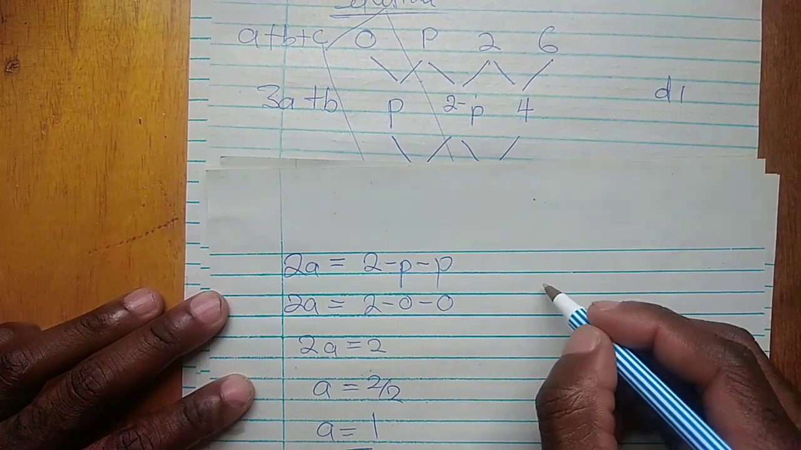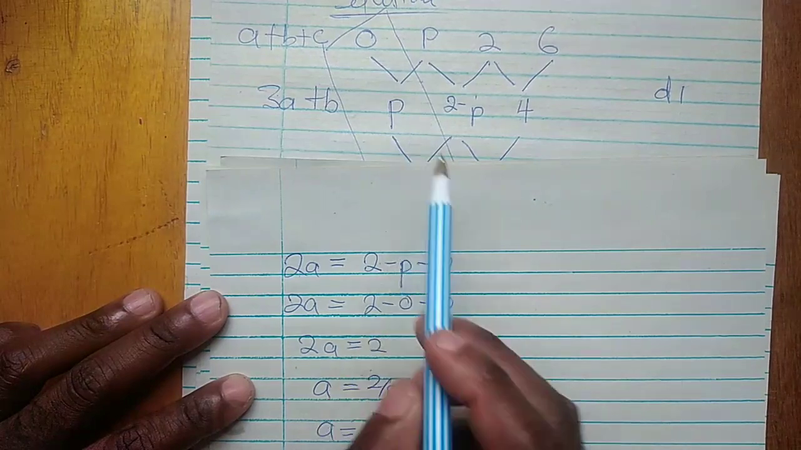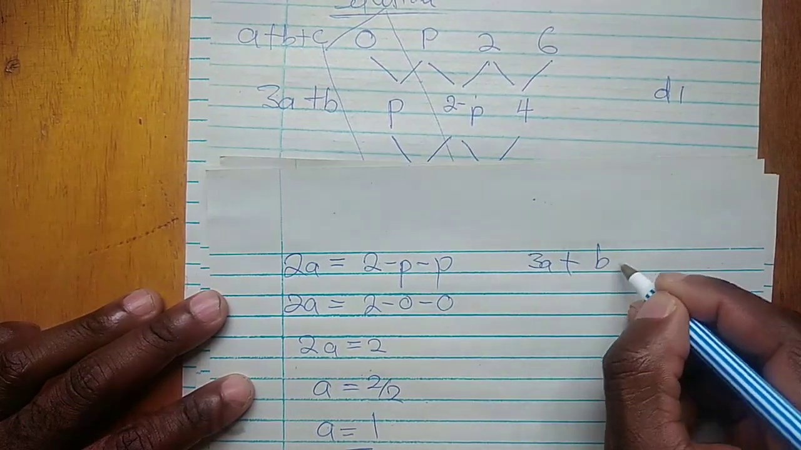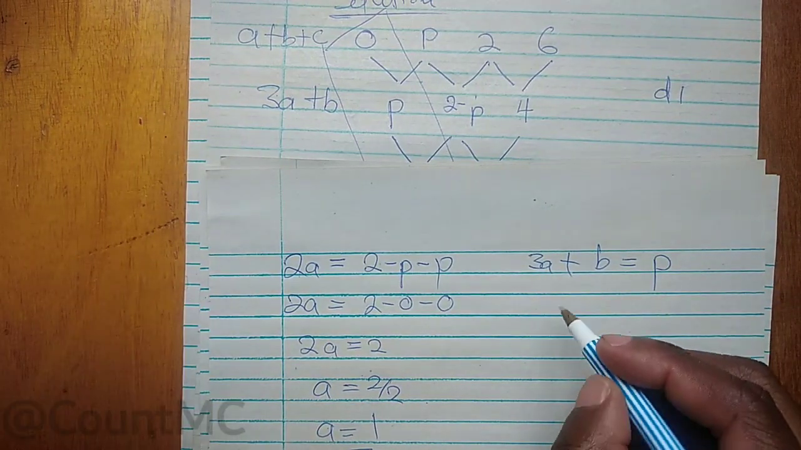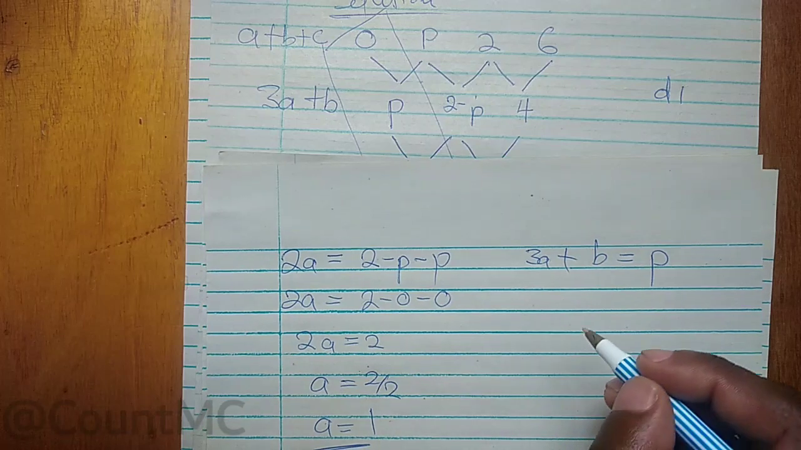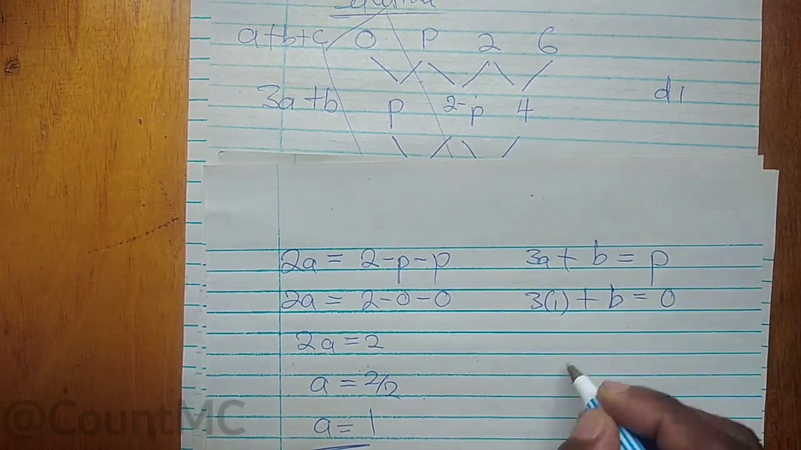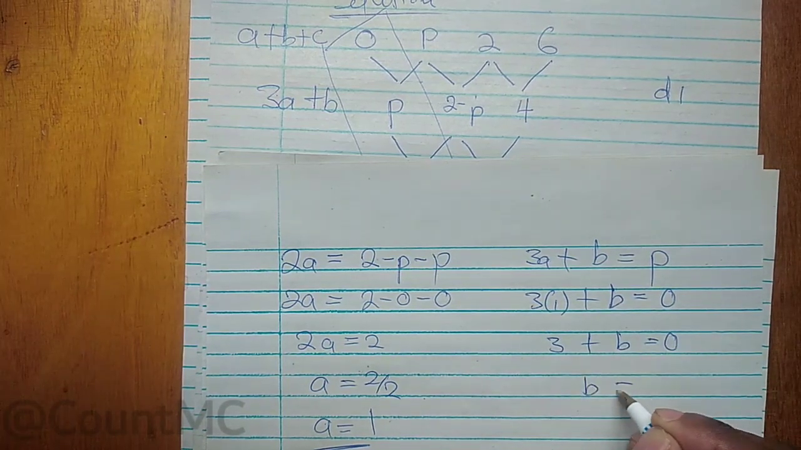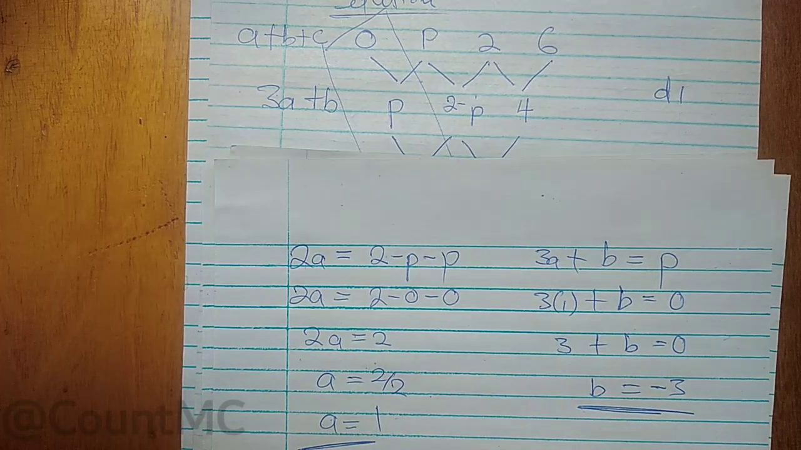Let's go to this one. 3a plus b is equal to p. Let's calculate. We know that a is equals to 1. So 3 times 1 plus b is equals to 0. 3 plus b is equals to 0. B is equals to, you take this 3 and put it to the other side, becomes a minus. So we have b now.